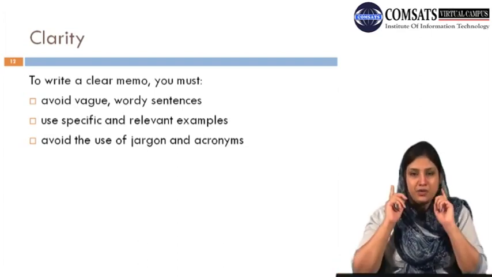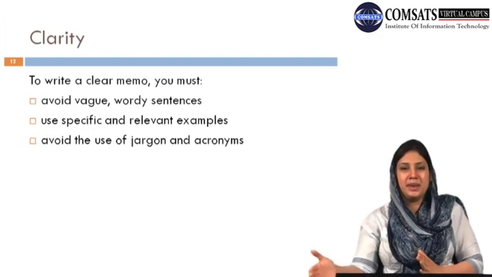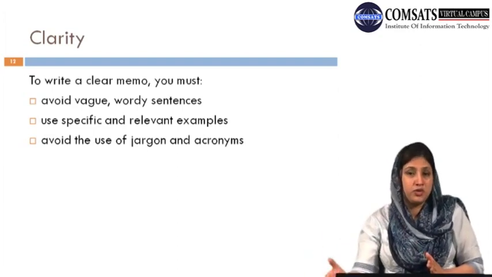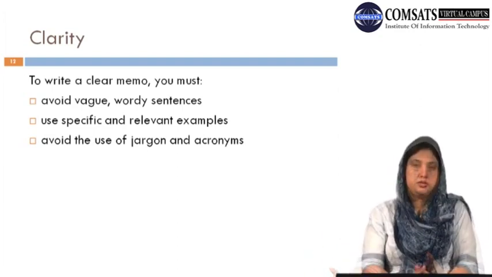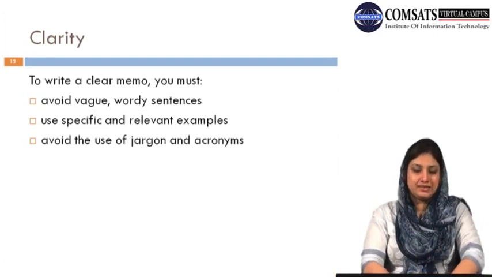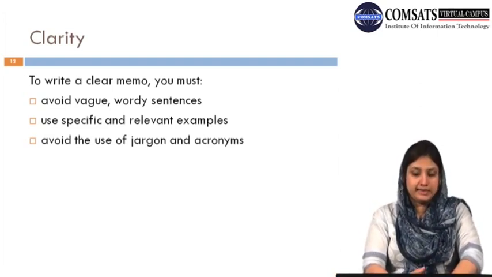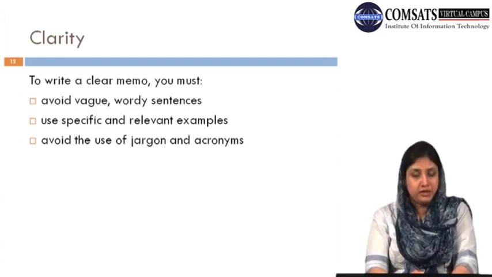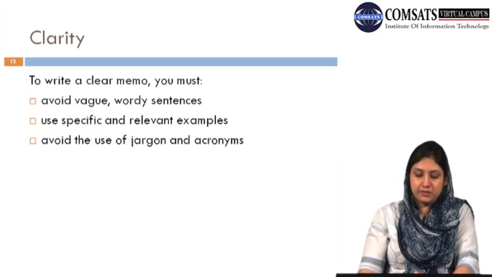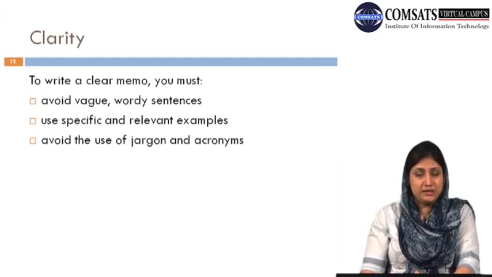And then if you are killing the clarity, you are again at the point where you are going to have negative outcomes. So to embed clarity in your text, you need to avoid vague, wordy sentences. Use specific and relevant examples to illustrate, to minimize the possibility of an ambiguous message, and avoid the use of jargon and acronyms, because again, jargon and acronyms may generate meaning that is not intended.